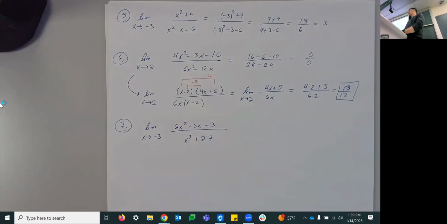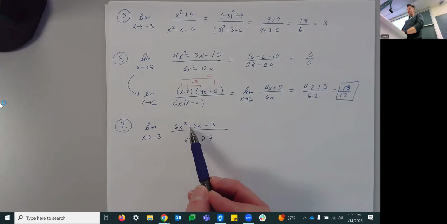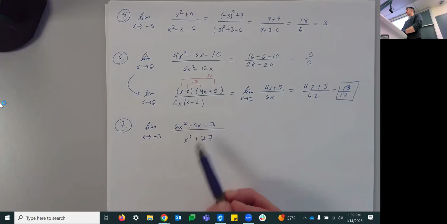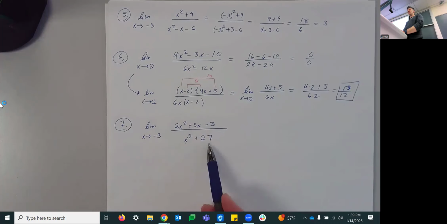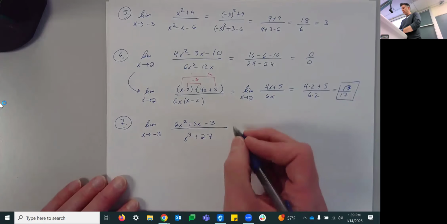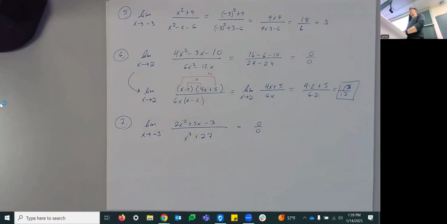And we're not going to write it out. We're just going to check mentally. If we plug in -3, we get 9 times 2, which is 18, plus -15 minus 3. Yeah, 18 minus 15 minus 3 is 0. And in the denominator, -3 cubed is -27 plus 27 is also 0. So we definitely do get a 0 over 0. Which means that both the numerator and the denominator should be able to be factored because they are polynomials.